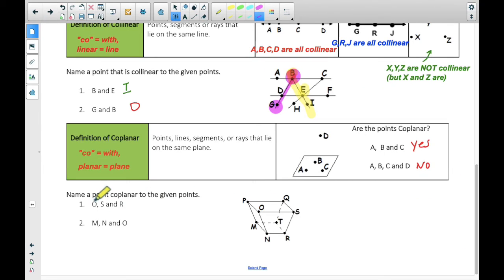Okay, so again, another bit of practice with this. A point that's coplanar this time to the given points. So we have O, S, and R. Here's O, S, and R. What's on the same plane with those? Well, it's got to be N, right? That's the only way that would complete that plane. So that one's going to be N. And the next one, M, N, and O, we have to look at our diagram. Here's M, here's N, here's O. Which one would complete the plane with those? Well, it's going to be P. That's going to be the one that's going to complete that together. So that's point P. All right, let's go ahead and turn the page.